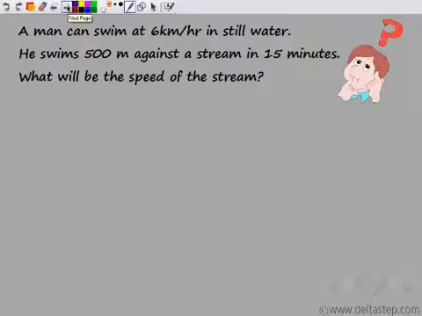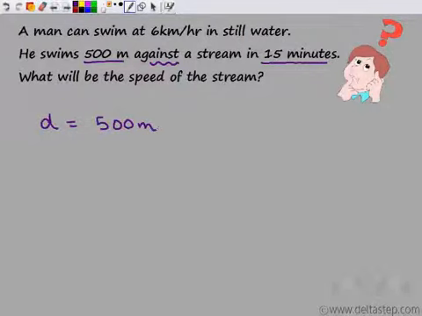So a man can swim at 6 kilometers per hour in still water. We know his speed in still water. Now he swims 500 meters against a stream in 15 minutes. What will be the speed of the stream? We want to find the speed of the stream. Notice that he swims 500 meters. So the distance that he actually swam is 500 meters. And the time which it took to cover this distance is 15 minutes.